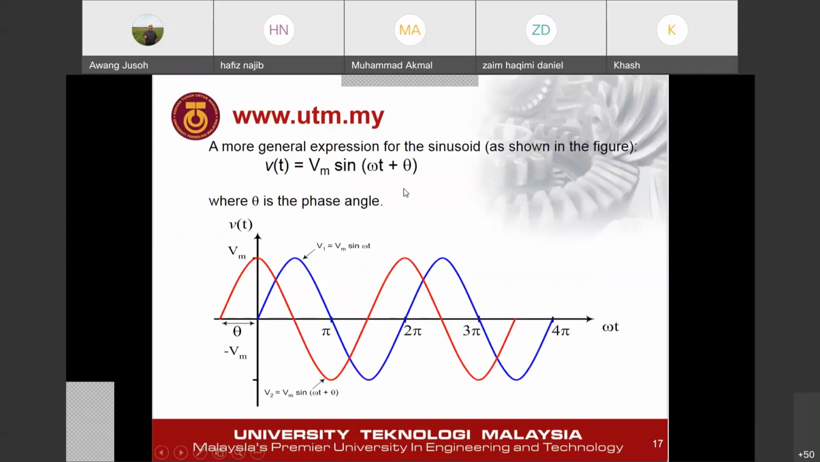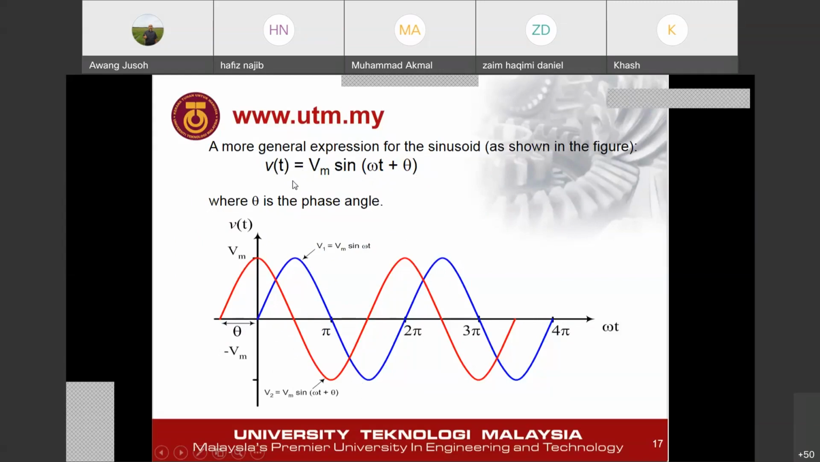Ini waveform for much more detail. This is a general waveform. When we write the AC waveform like that, alternating waveform, then the general equation for this waveform is V of t equal to V max, peak value just now, sine omega t plus theta. This is a general equation for any sinusoidal waveform.